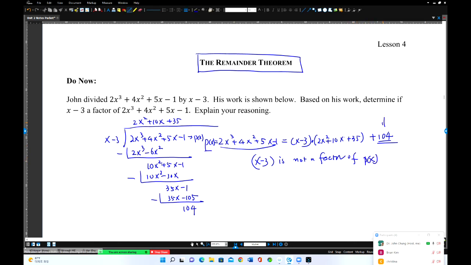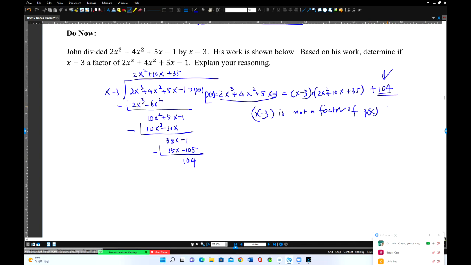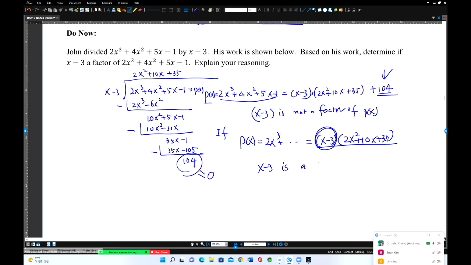Because that is not a product. We still have a remainder there. Okay? If the remainder is 0, for example, we assume this is remainder 0. So what is the P of x? P of x, 2x cubed, something like this one, equals what? x minus 3 and 2x squared plus 10x plus 35. Remainder 0, we assumed. This is a product form. So now you can say x minus 3 is a factor of P of x. Okay, we can say it this way. x minus 3 is a factor of P of x.